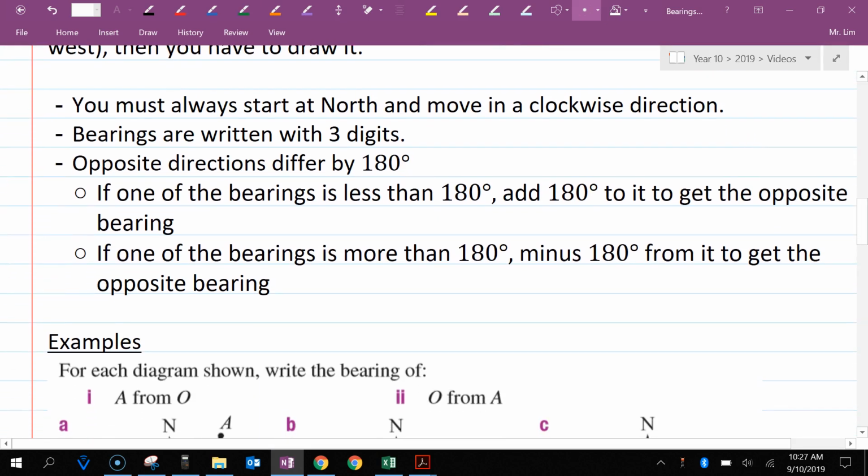Bearings are written with 3 digits. Opposite directions differ by 180. So if one of the bearings is less than 180, just add 180 to it to get the opposite bearing. And if one of the bearings is more than 180, minus 180 from it to get the opposite bearing. That way you don't really need to draw it.